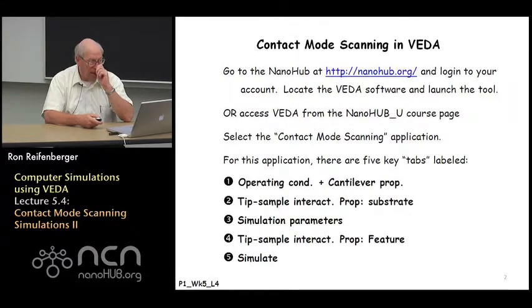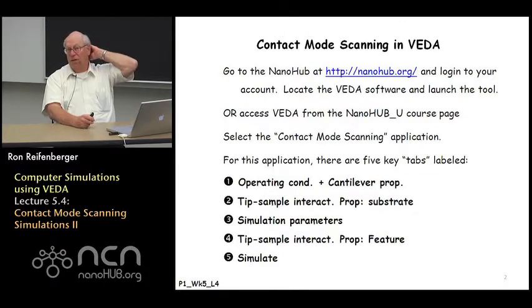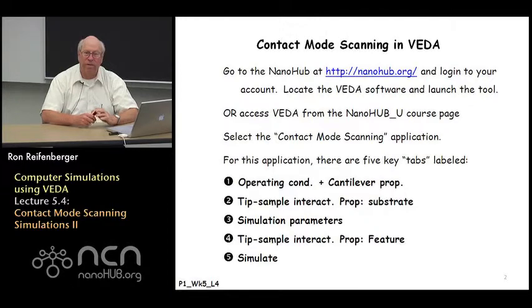So to begin, of course, you have to go to the VEDA tool. There's a number of different ways you can do that. Perhaps the simplest way is just to go to the nanoHUB-U course page. There's supposed to be a link on that page that will take you directly to the VEDA simulation tool. When you get to the VEDA simulation tool for this lecture, you're going to have to select the contact mode scanning application. And all the examples that I'm going to run through were performed using that particular application.